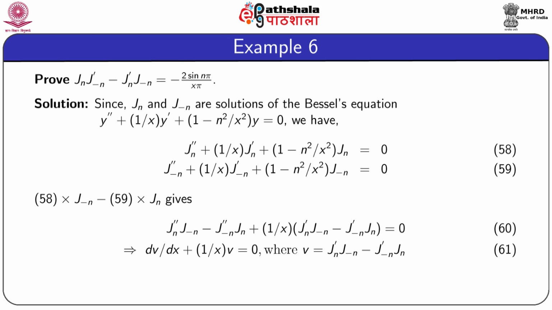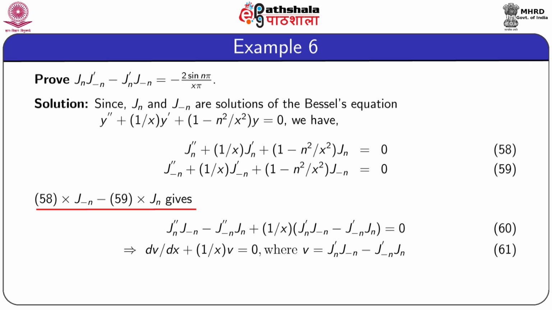Since J_n and J_{-n} are solutions of Bessel's equation y double dash plus 1 by x y dash plus (1 minus n square by x square) y equal to 0, we will get J double dash n plus 1 by x J_n dash plus (1 minus n square by x square) J_n is equal to 0, and likewise J double dash minus n plus 1 by x J dash minus n plus (1 minus n square divided by x square) J of minus n is equal to 0, given by equations 58 and 59.